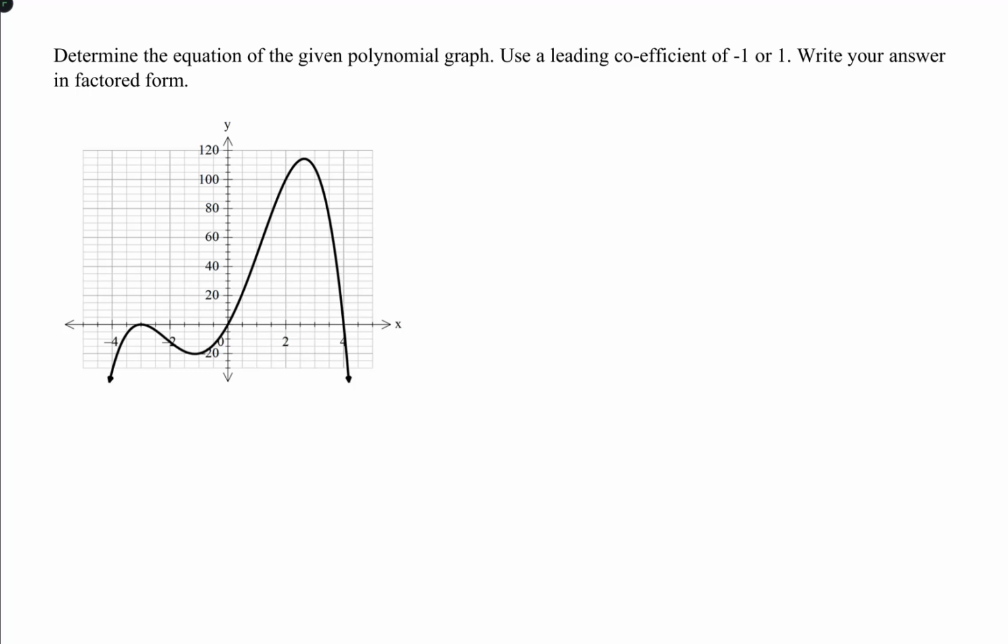Determine the equation of the given polynomial graph. Use a leading coefficient of -1 or +1. Write your answer in factored form.